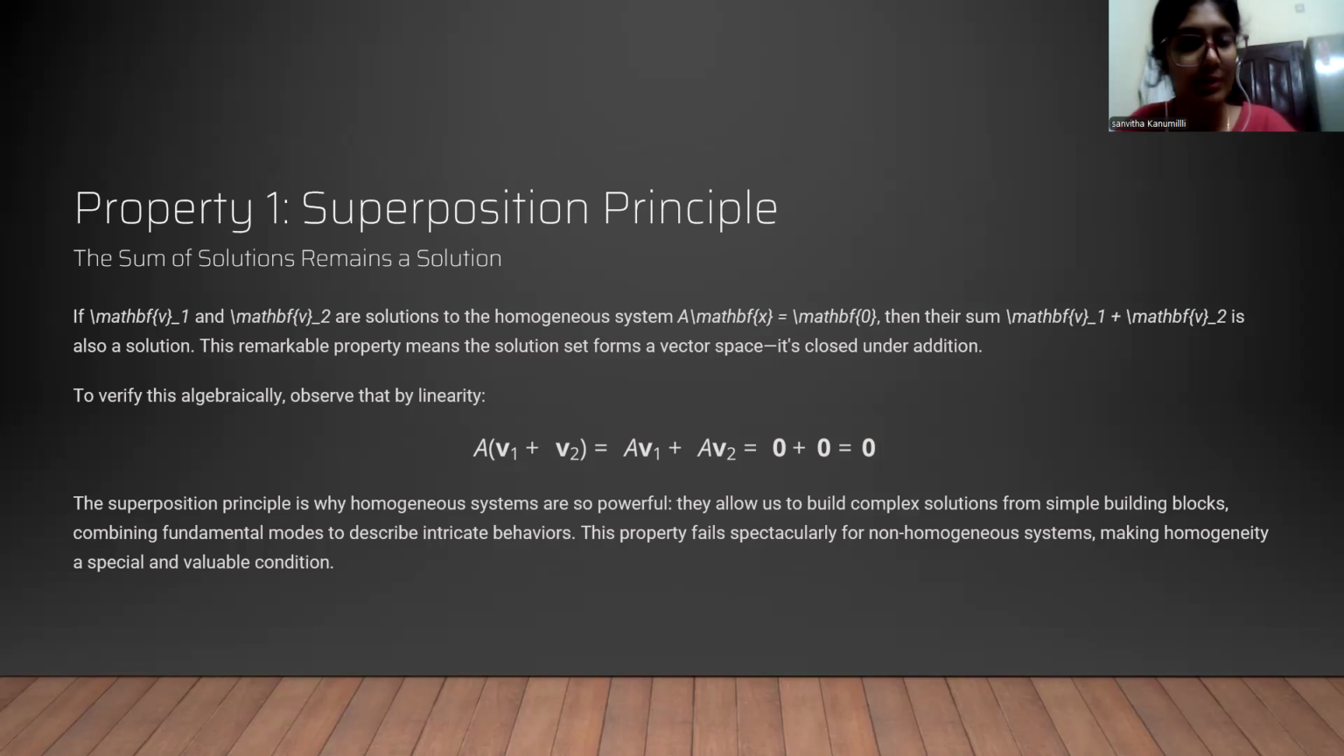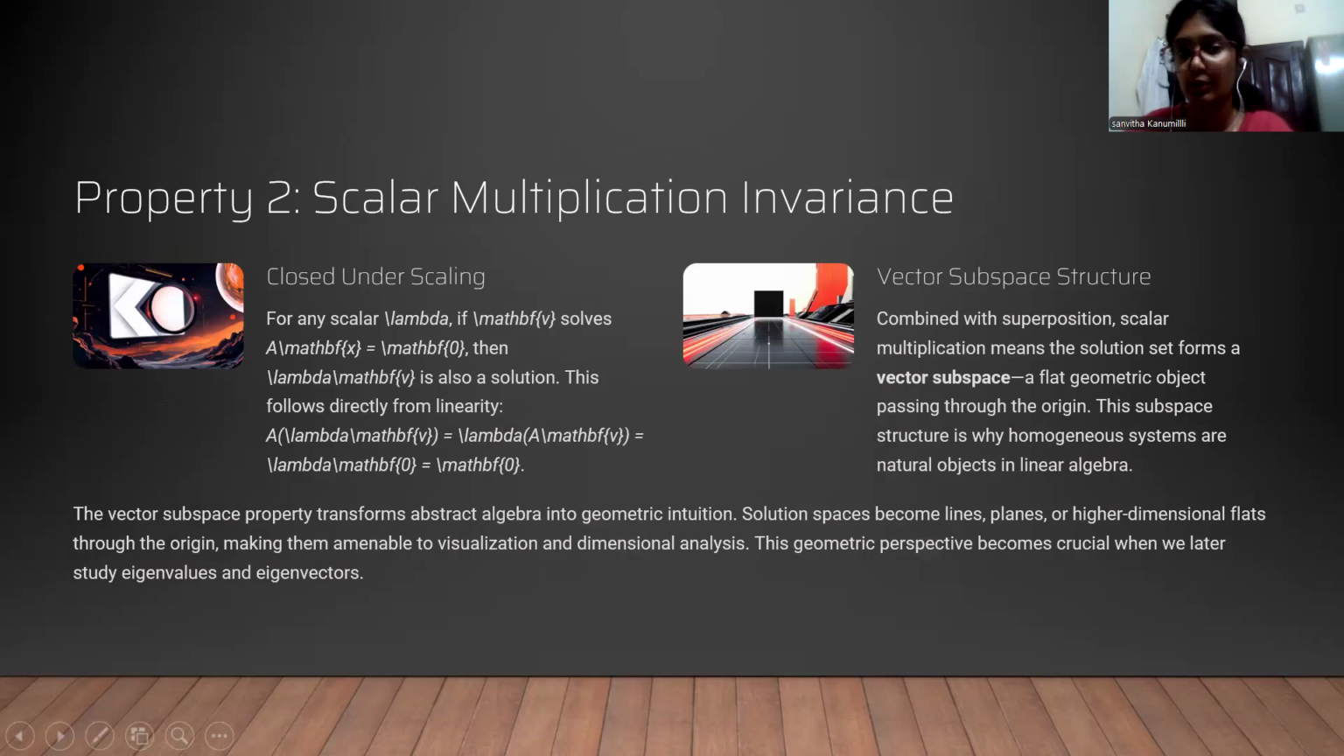The superposition principle is why homogeneous systems are so powerful. They allow us to build complex solutions from simple building blocks, combining fundamental modes to describe intricate behaviors. So this property fails spectacularly for non-homogeneous systems, making homogeneity a special and valuable condition. Property 2 is scalar multiplication invariance.